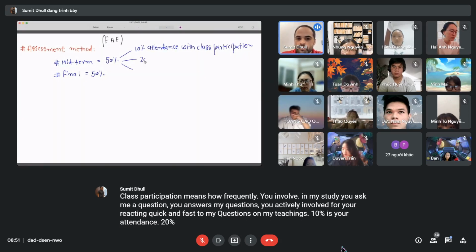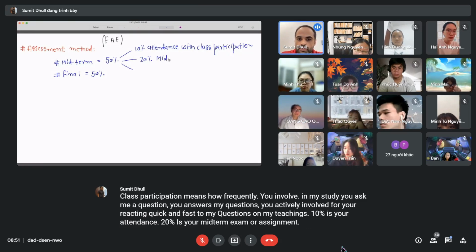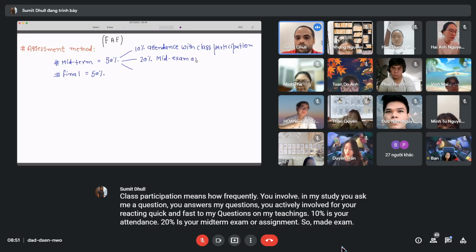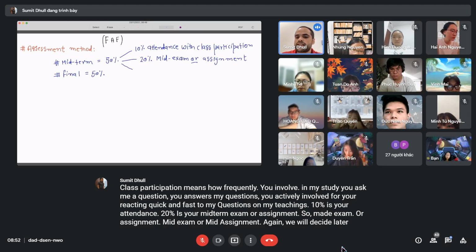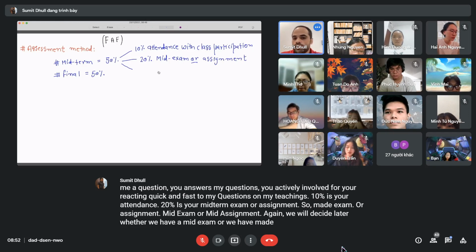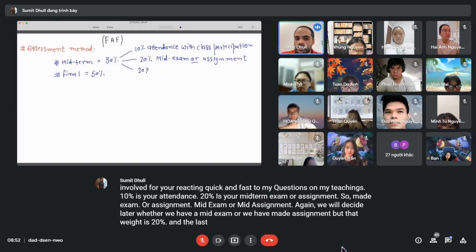20% is your mid exam or assignment. Again, we will decide later whether we have a mid-exam or a mid-assignment, but that weight is 20%. And the last 20% is your class test.